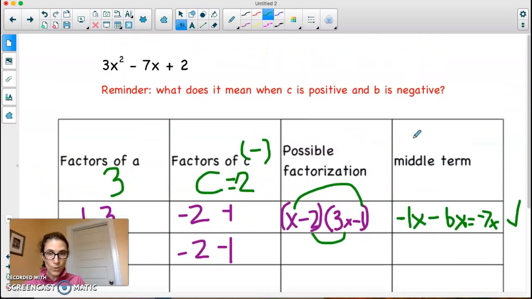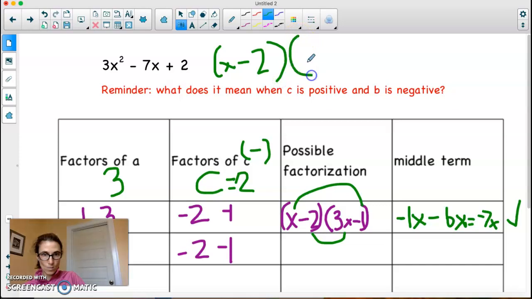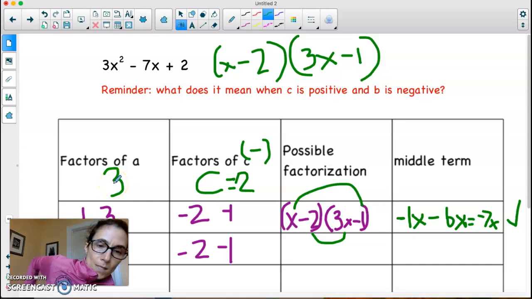So the correct factorization of this quadratic is x minus 2 times 3x minus 1. And I apologize for the handwriting. Okay, we will pick up with a couple more examples on the next recording.